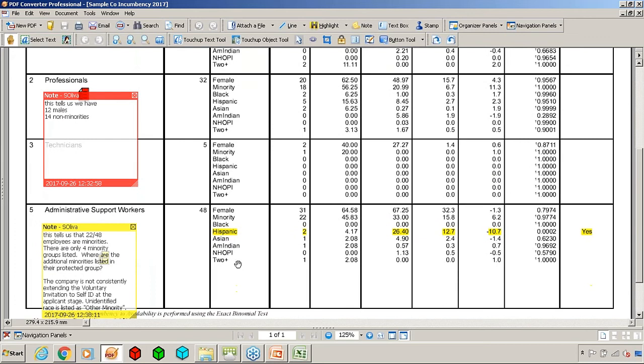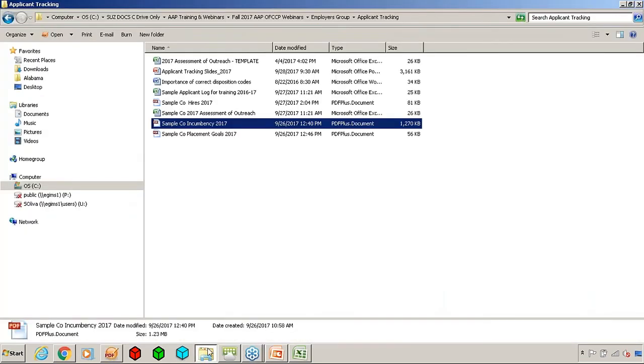The other thing the OFCCP is looking for is the shortness in headcount in all these categories. So you see here under here it says Asian. There's one individual. They want them to have 2, so they're short by 1. Now we're going to take a look at an example.